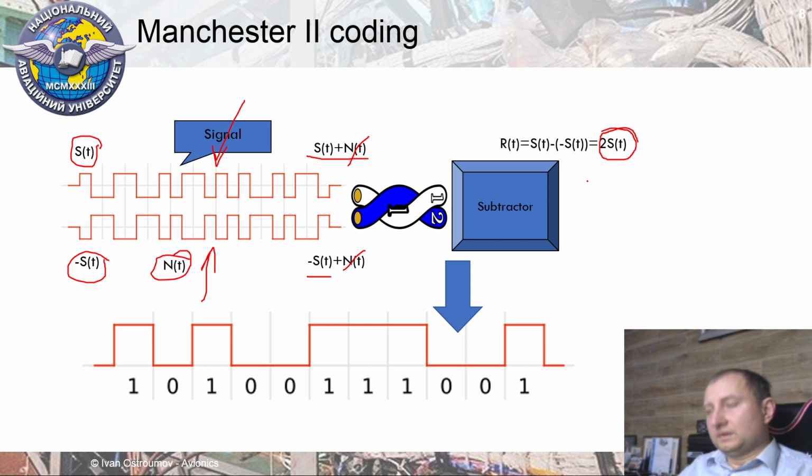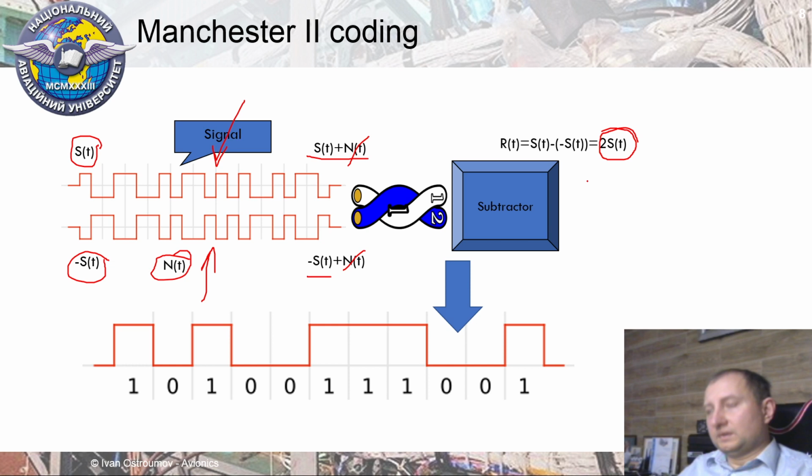Manchester 2 coding, because the first advantage is that we get the noise deleted, the most valuable one, and the second one is that we make the amplitude of the signal double, and this is a great thing.